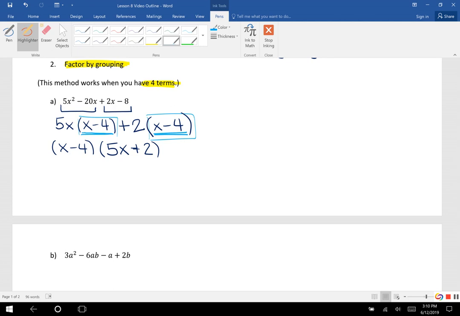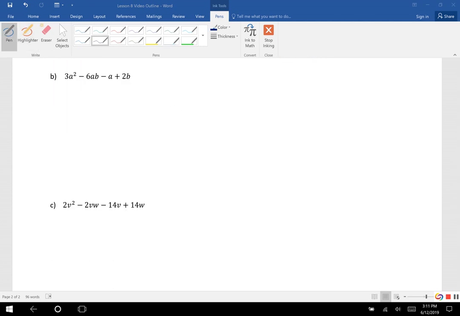All right, let's do 2 more examples. Once again, I have 4 terms. So I'm going to group together the first 2 and the second 2. And in the first 2, I can take out a 3 and an a, and I'm left with a minus 2b.